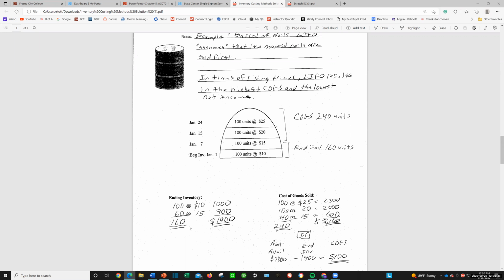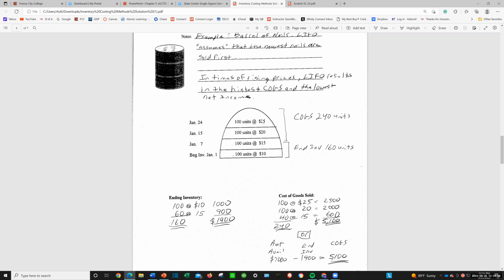So my ending inventory is going to be valued at 1,900. Now, what's cost of goods sold? Well, it's going to be the ones that were bought at the latest time.